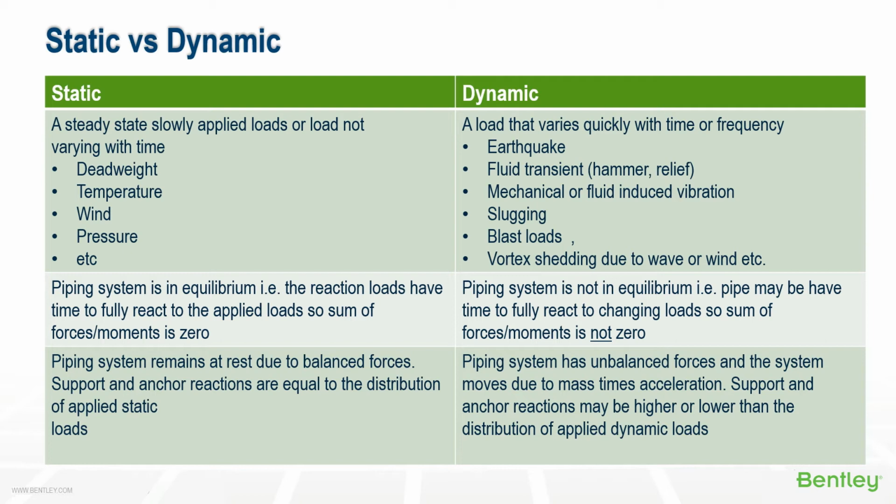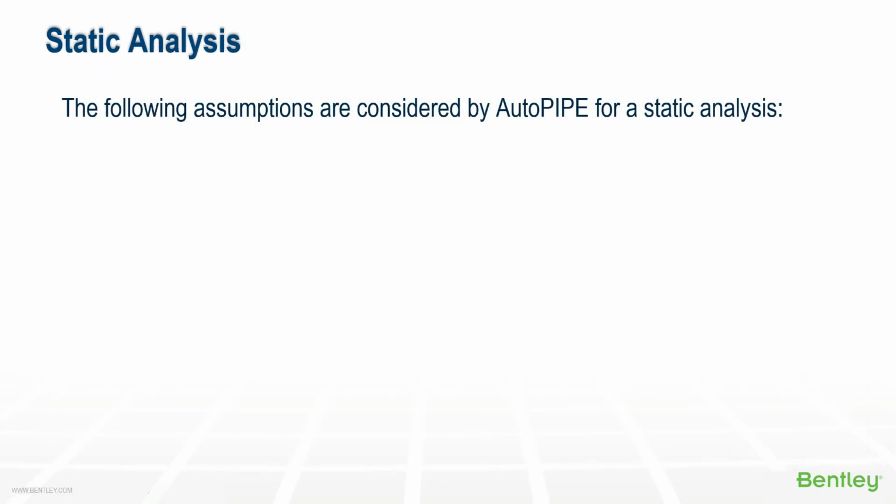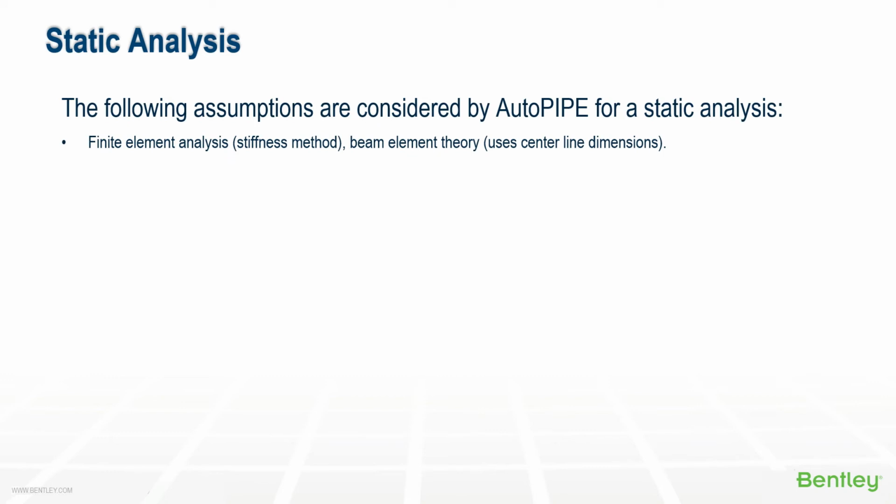Nonlinear effects can also be analyzed with static analysis. All gaps are automatically closed and friction is set to 0 for dynamic analysis. Again, refer to the dynamic analysis and the nonlinear analysis training courses for more information. There are some assumptions that are considered by AutoPIPE when we run a static analysis. AutoPIPE uses a finite element analysis using the stiffness method, beam element theory, and it uses center line dimensions for the components.